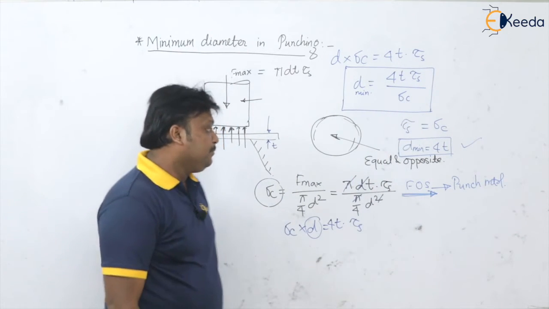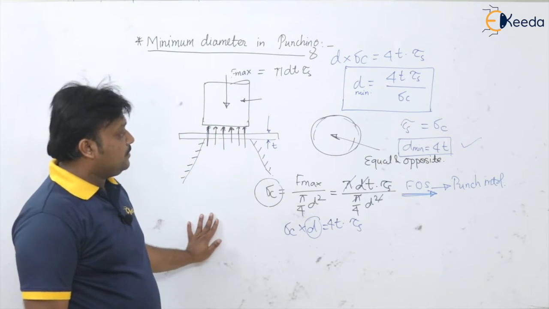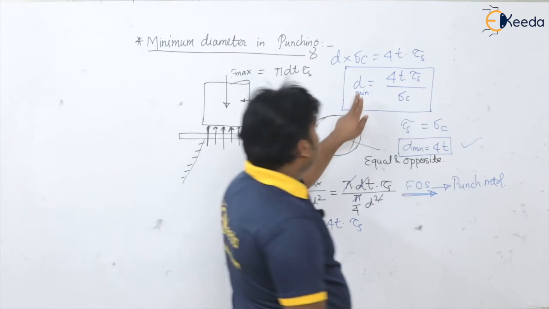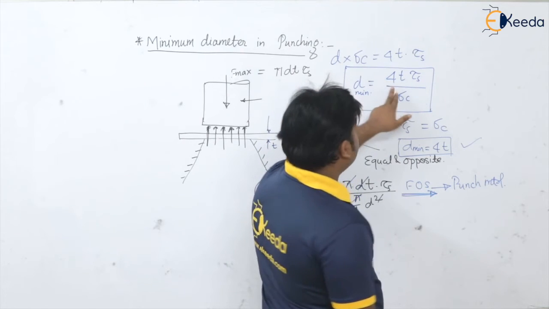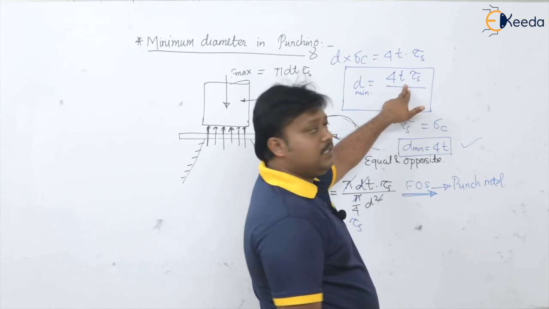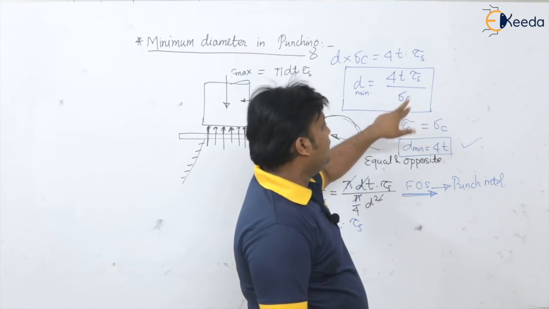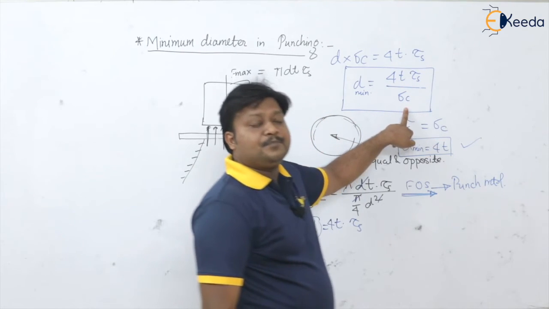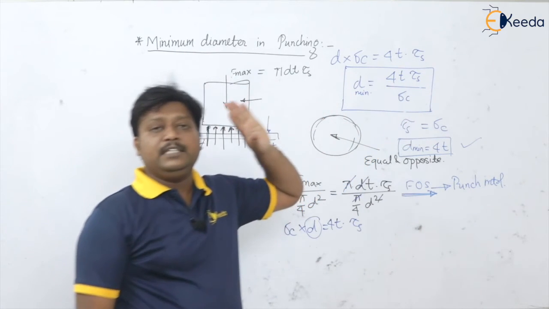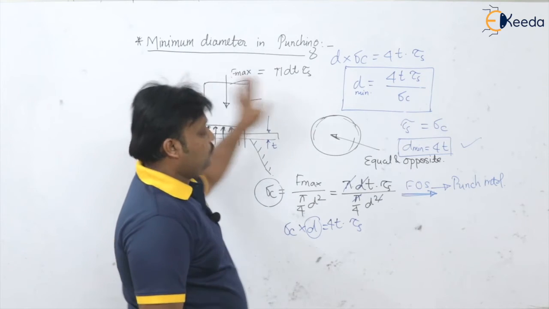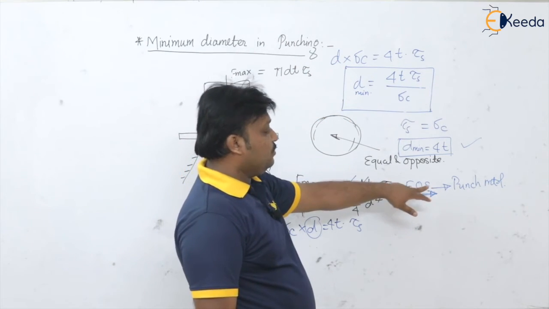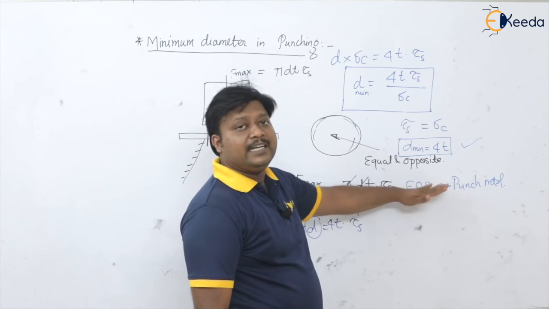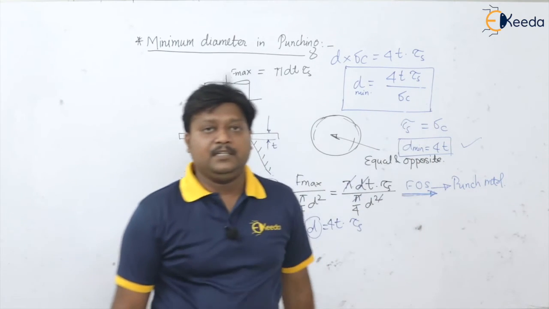So 1500 divided by 3, that is 500, will be your allowable crushing strength or compressive strength of the punch material. So from this it is now clear that the minimum diameter which can be punched in the punching or piercing operation is 4 times thickness into shear strength of the sheet material divided by allowable compressive strength of the punch material. Okay, so this is a very important formula. And what to do when factor of safety is given? It is taken on the punch material.